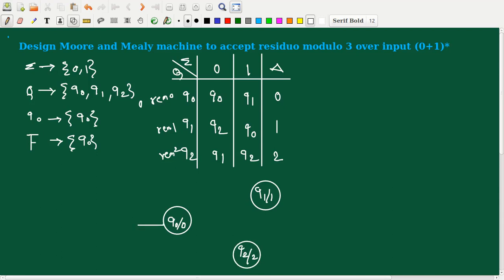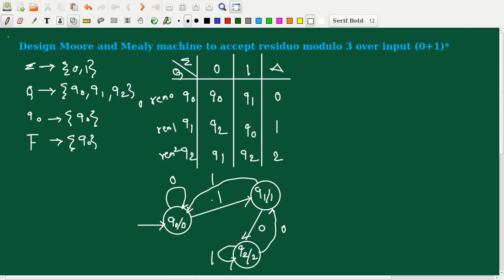Now I have to show all the transitions. So Q0 with 0 is going to Q0, then Q0 with 1 is going to Q1, Q1 with input 0 is going to Q2, then Q1 with input 1 is going to Q0, then Q2 with input 0 is going to Q1, and Q2 with input 1 is going to Q2 itself. Okay, so this is the state transition graph for this particular Moore machine.